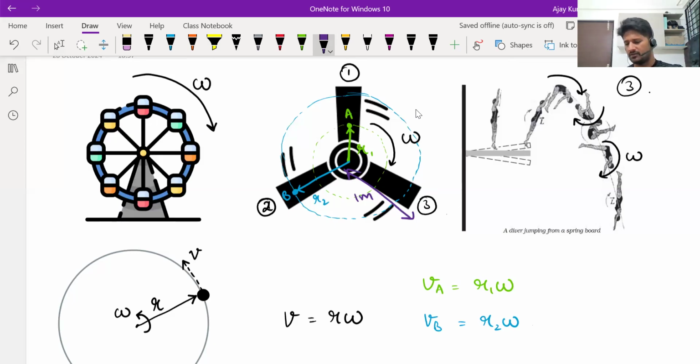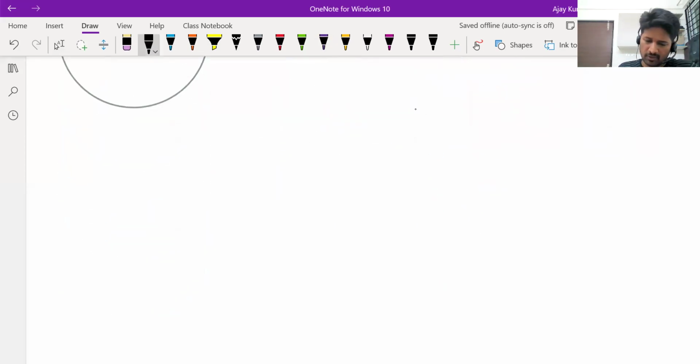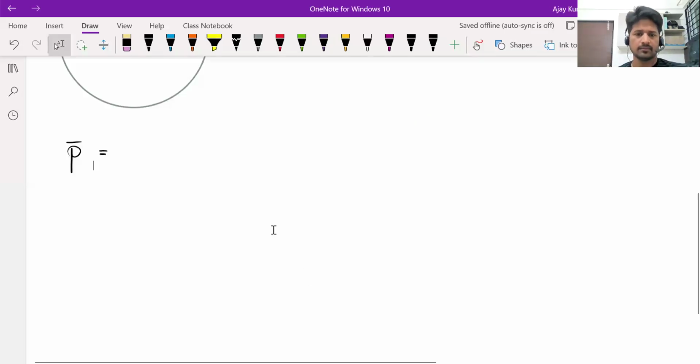Now, one of you tell me, what is the formula for linear momentum? Basic formula for linear momentum. Aishwarya, you seem to have unmuted, but I didn't hear anything. Unmute, wait for a second and then answer. Anyone, what is the basic formula for linear momentum? Mass into velocity. P is equal to mv. Okay.